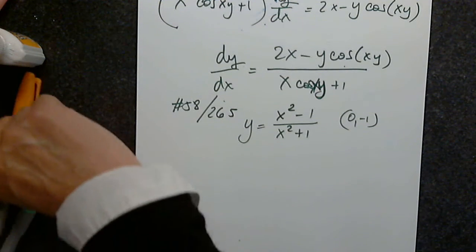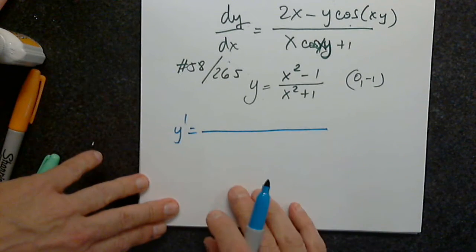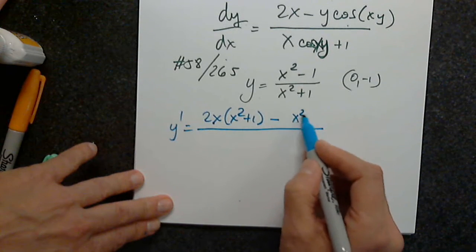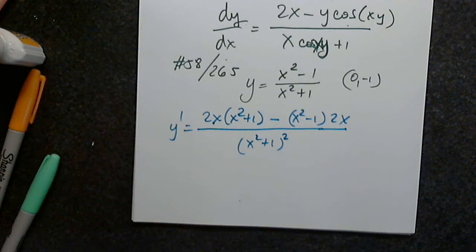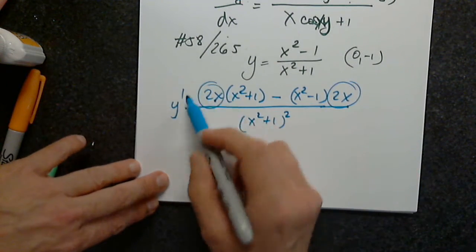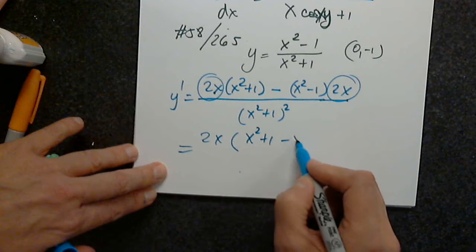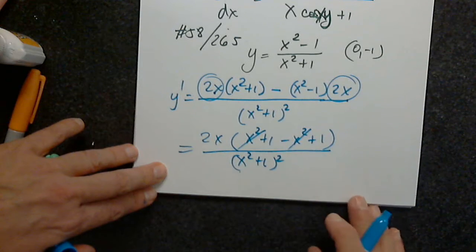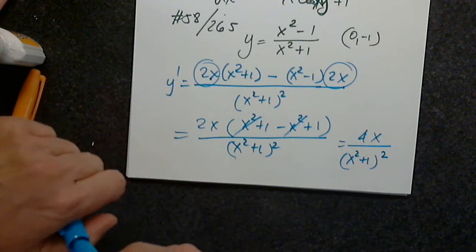So then what we need to do next is find the derivative, right? And this is the quotient rule. The top prime is 2x times the denominator minus the top times the denominator prime, over x squared plus 1 squared. Do you agree so far? Don't try to simplify anything other than factor out 2x. So this is 2x, and then x squared plus 1 minus x squared plus 1. It cleans up quite nicely because these two go away. So the simplified form is 4x over x squared plus 1 squared. Do we agree with that part?